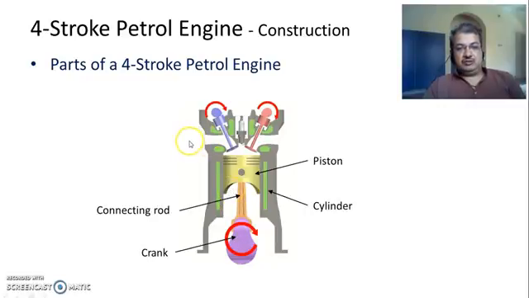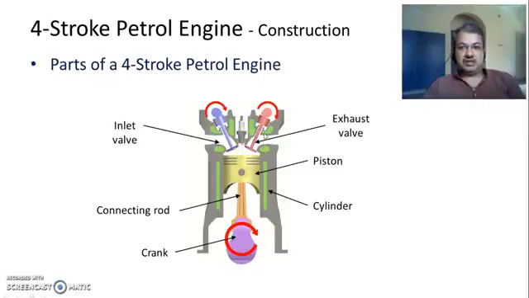In order to control what gets into the cylinder and what goes out of the cylinder, we have 2 valves over here. The first one is called the inlet valve, which controls the input to the cylinder. The second one is called the exhaust valve, which controls the gases going out of the cylinder. In order to initiate combustion, we have a spark plug in a petrol engine, which ignites a spark to initiate combustion of fuel.